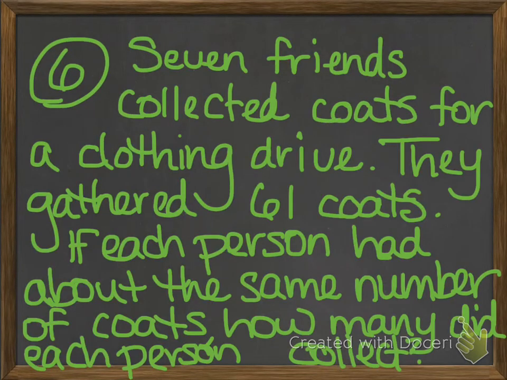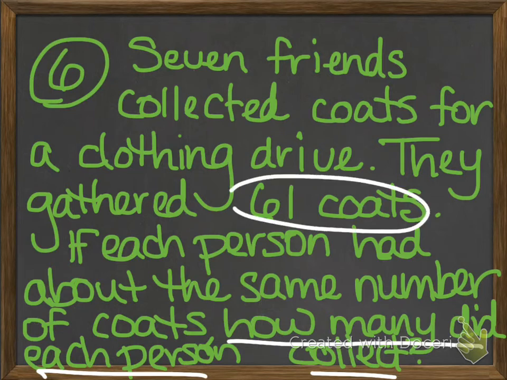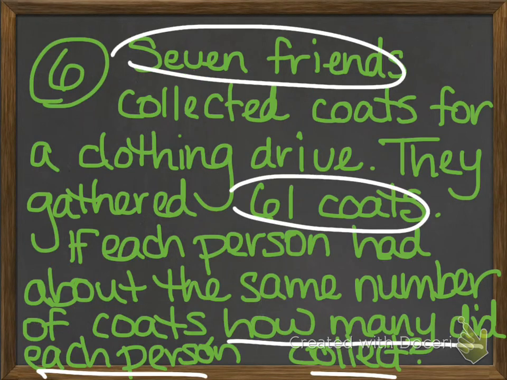Okay? Let's try a story problem. This will be our last one. 7 friends collected coats for a clothing drive. They gathered 61 coats. If each person had about the same number of coats, how many did each person collect? So I have to find out about how many did each person collect, and I'm going to use the important number 61 and 7 friends. Okay, I'm going to go ahead and make that equation and then figure out the problem.